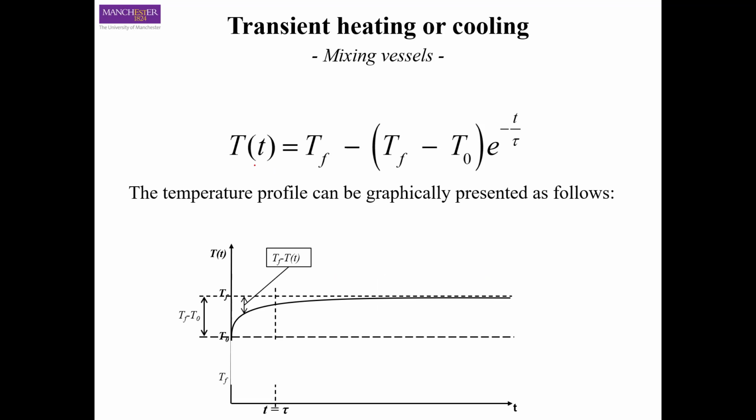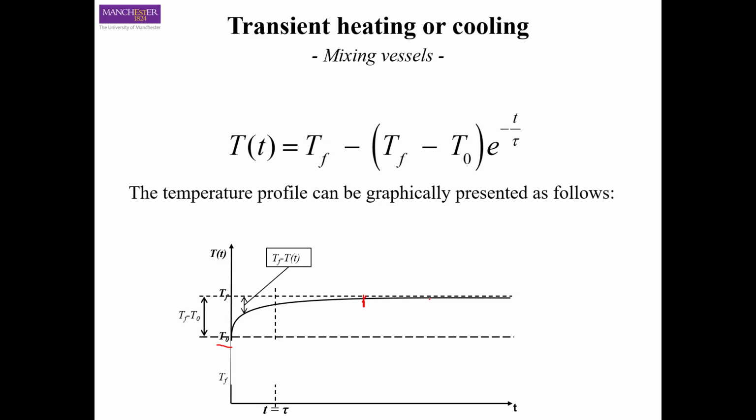Okay, so we can represent this equation graphically as well. If you look at this system here, on the y-axis you have the temperature as a function of time, and on the x-axis you have the time itself. We start with the temperature T node, that is the initial temperature of the fluid, and we have an exponential increase in the temperature.